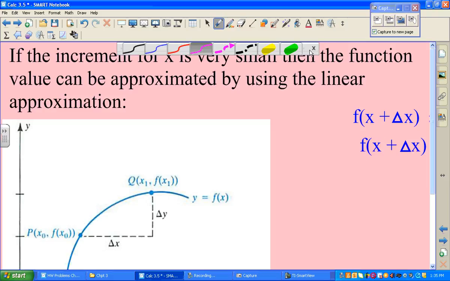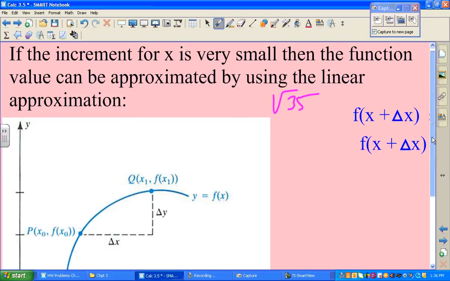This is the same picture we had yesterday. Notice the pink? If the increment for x is very small, then the function value can be approximated using the linear approximation. This is where you get to the point of approximating like the square root of, say, 31. I'd say the square root of 35. That's my favorite question, the square root of 35.